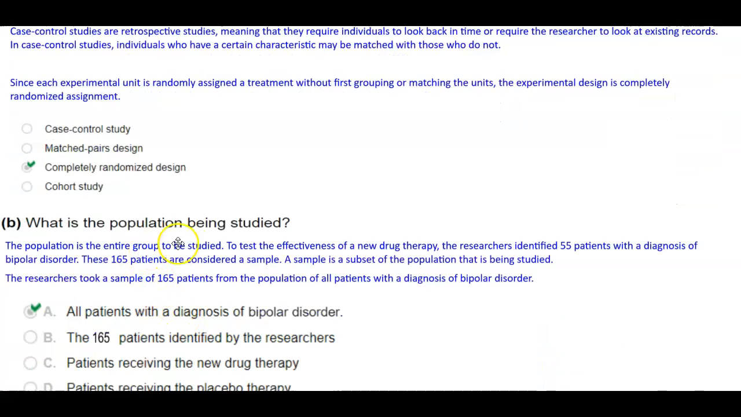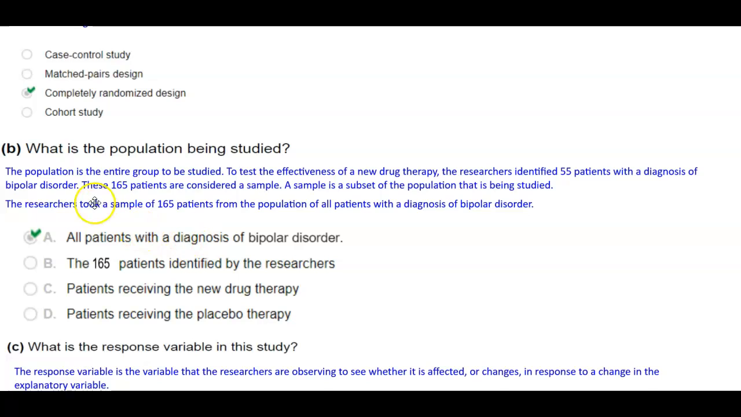Next, what is the population being studied? Well, the population is the entire group to be studied. To test the effectiveness of a new drug therapy, the researchers identified 165 patients with a diagnosis of bipolar disorder. These 165 patients are considered a sample. A sample is a subset of the population that is being studied. The researchers took a sample of 165 patients from the population of all patients with a diagnosis of bipolar disorder. So therefore, it would be all patients with a diagnosis of bipolar disorder.